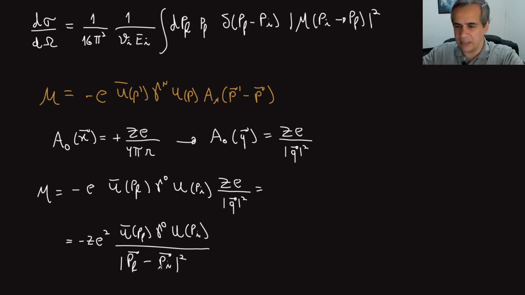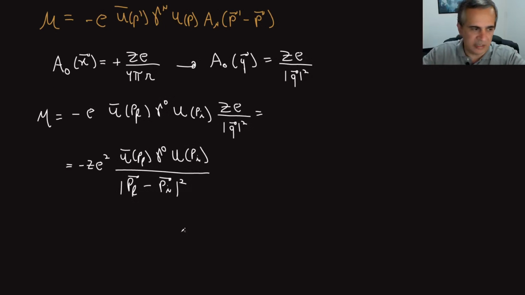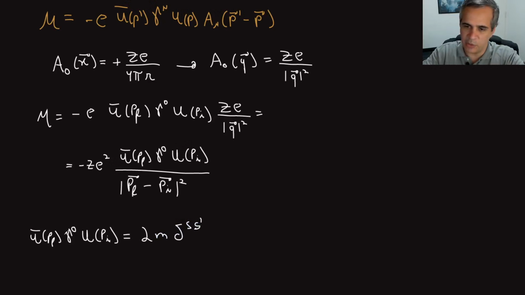But I can simplify it a little bit further, because we can take the non-relativistic limit here. Remember, we're trying to reproduce Rutherford scattering, and the formula that Rutherford got was for non-relativistic electrons. So in that case, this piece we know how to calculate. We did it a number of times already in this video. This is just 2m delta of S prime, or S, where S and S prime are the spins of these guys. I have not been carrying the index, but I know they are there.